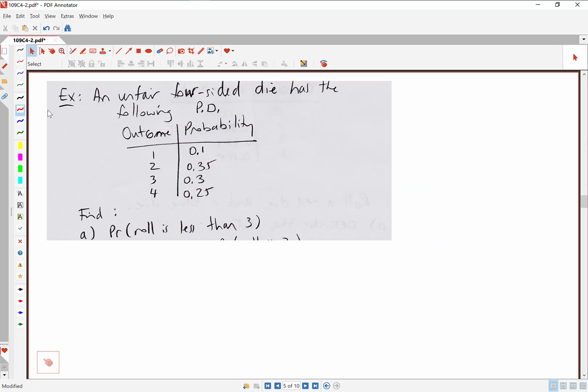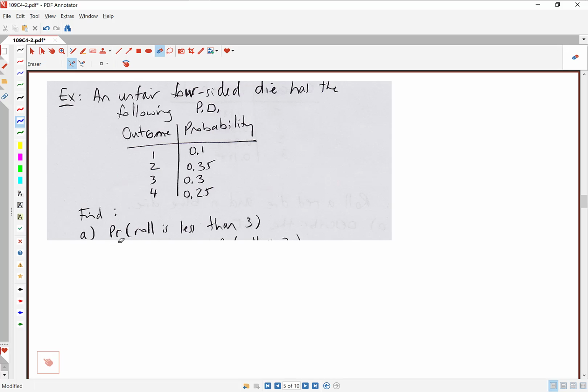Now we're looking at an unfair 4-sided die, and our die has the following probability distribution. So we're told the different outcomes. Okay, we can see numbers 1 through 4 coming up on this die, and we're also told the probabilities of these different outcomes. Remember, the whole point of this problem is that our die is unfair. So it somehow got a weight in it so that it's most likely to roll a 2 and least likely to roll a 1. So based on this probability distribution, let's find a few different things.